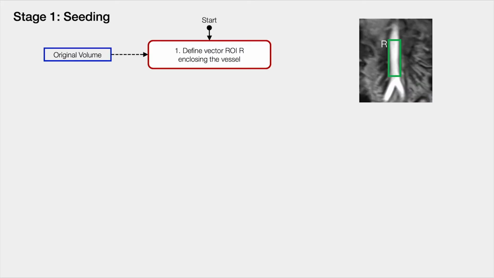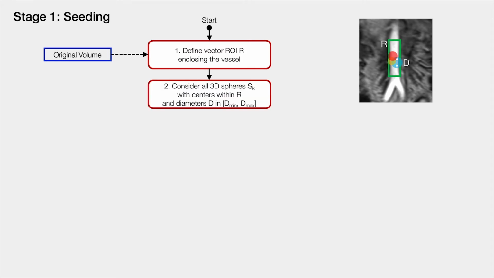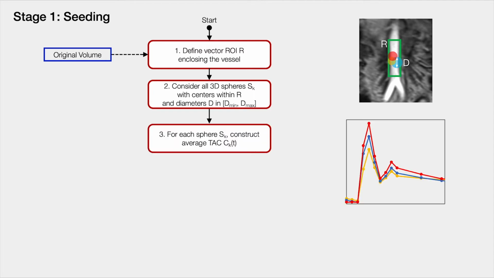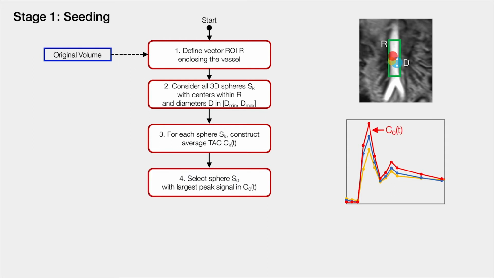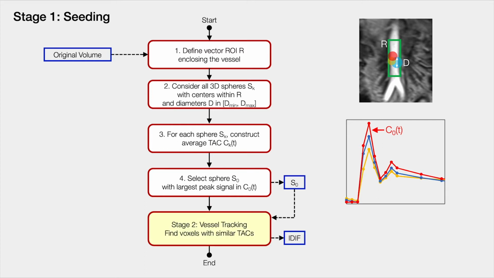In the first seeding stage, the user defines a rectangular vector region of interest R over the feeding vessel. Within this region, the algorithm considers all three-dimensional spheres with centers inside the region R and diameters d in a user-specified interval. For each sphere, the average time activity curve is constructed by averaging all voxel curves within the sphere. The sphere with the tallest peak is selected, and its location and time activity curve are used as the seed to initialize the next step.